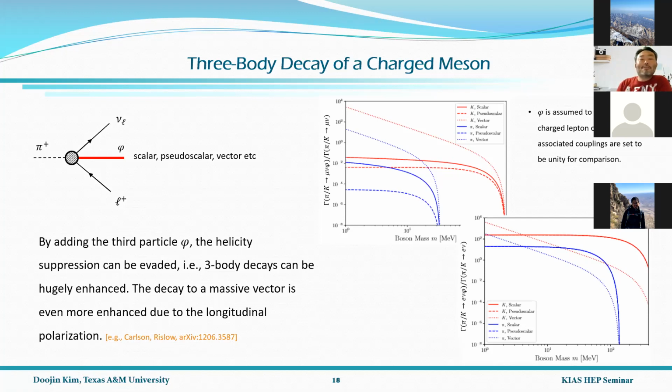Actually, that's a good question. That depends on the model details. But one of the scenarios I will talk about allows this mediator to decay to a dark matter particle. But you allow the new scalar to couple to the charged leptons, right? Yes. So that means, I see, depending on the mass. I see. Okay. Please go on. Right, so then you have to think about the model details.